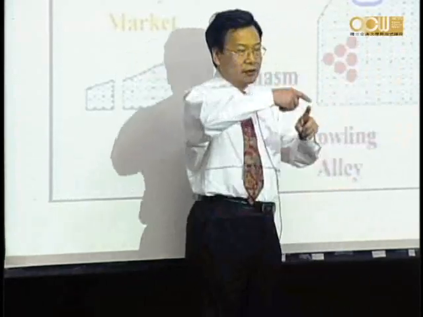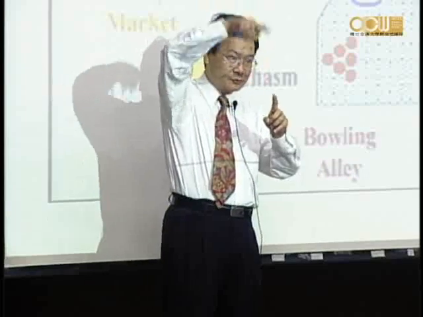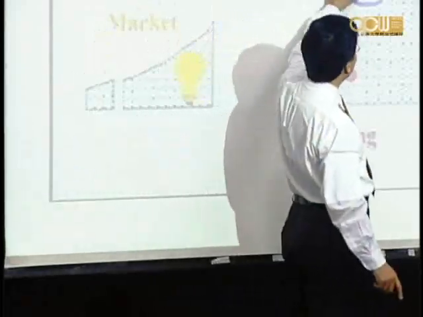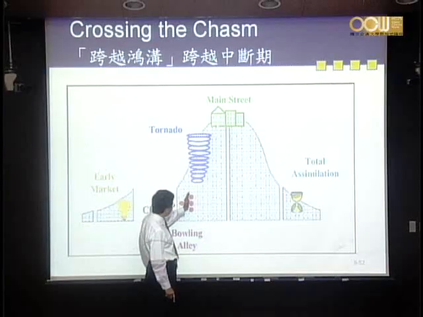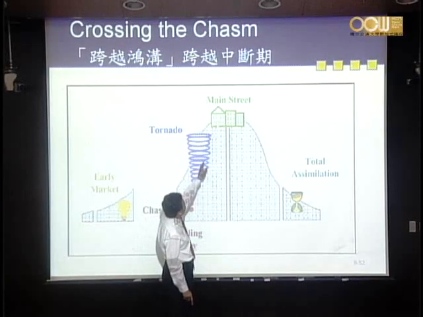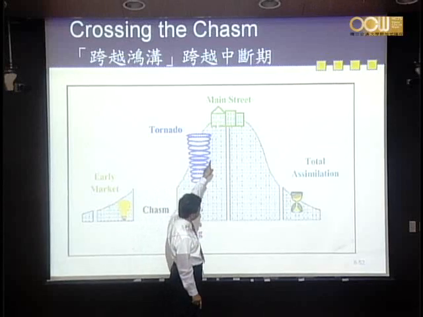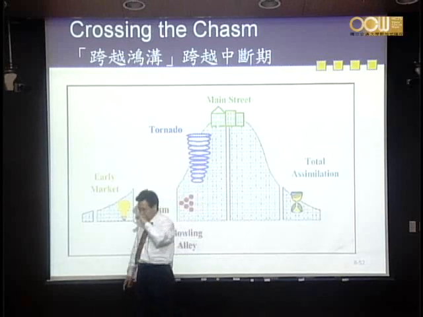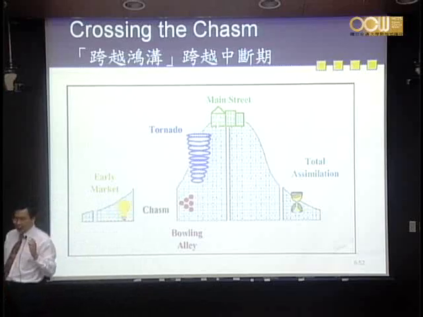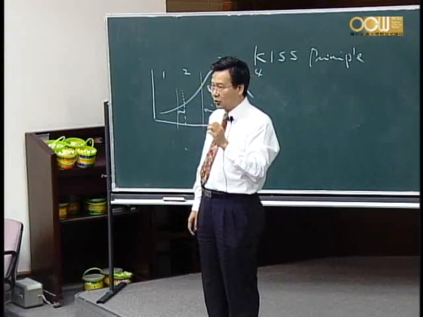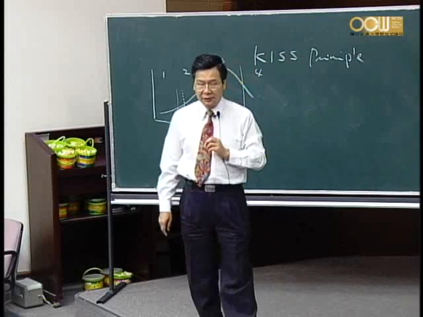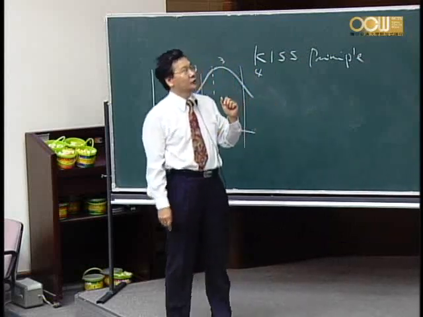Means that the growth rate starts to shoot, and you can make money. So the argument is somewhere from this bowling alley to the tornado, and then we go to Main Street, where everybody buys it, and then it starts to decline. All these are arguments about which stage is the most important and most critical for a company to be successful. So this is a very famous book called Crossing the Chasm.